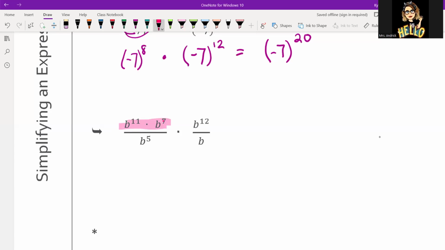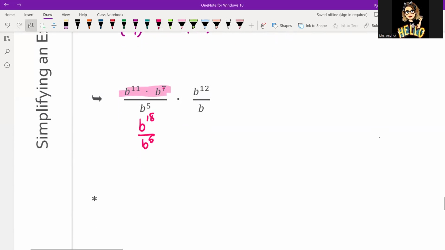Let's do that. 11 plus 7 is b to the 18th over b^5. 18 minus 5 is b^13 times, remember there's only 1 there, 12 minus 1 is 11. Then we go across by adding, so b^24.